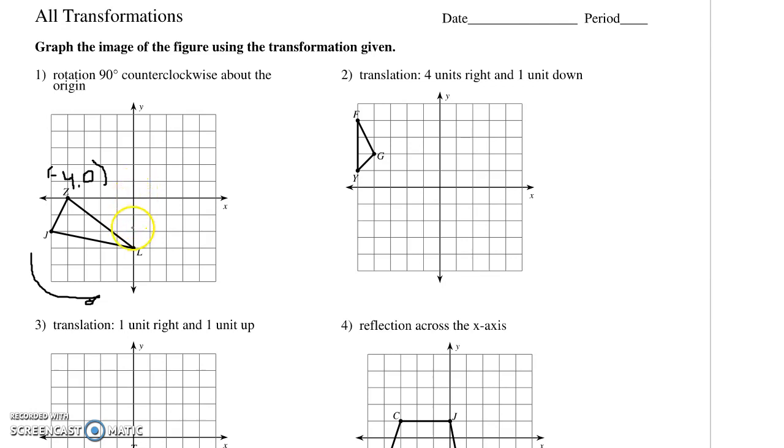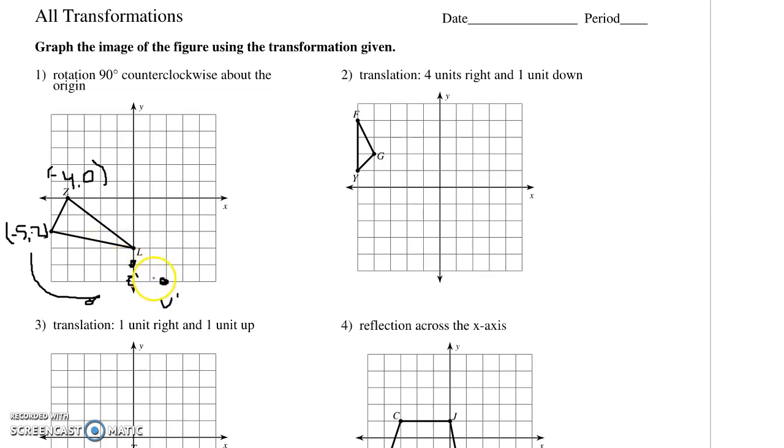So I'm at 0, negative 1, 2, 3, 4. And that's going to be the point Z prime. Next, let's move J. So J is originally at negative 5, negative 2. And what we need to do is flip those coordinates and then make the new first coordinate positive, because a negative and a negative makes positive. So our new coordinate here is going to be 2, negative 5. So I'm going to go to 1, 2, 1, 2, 3, 4, 5. And that's going to become our new point. I think it's J prime. I wrote over it. Okay?